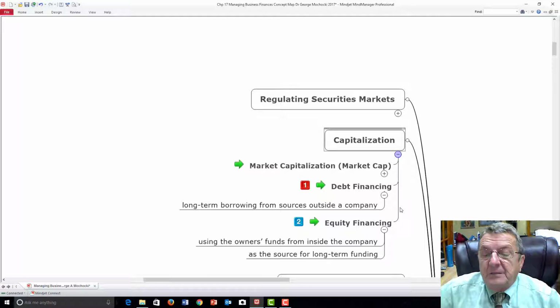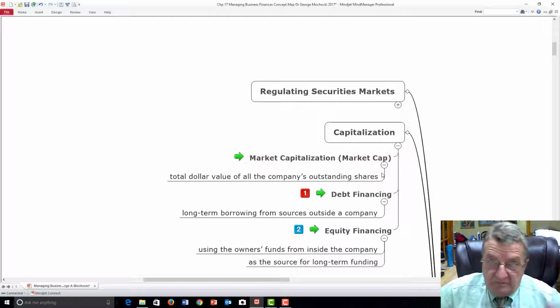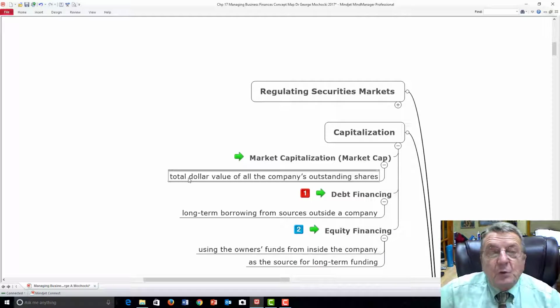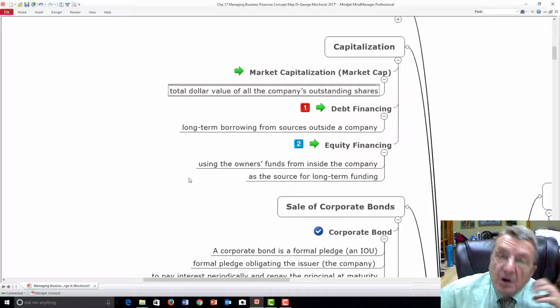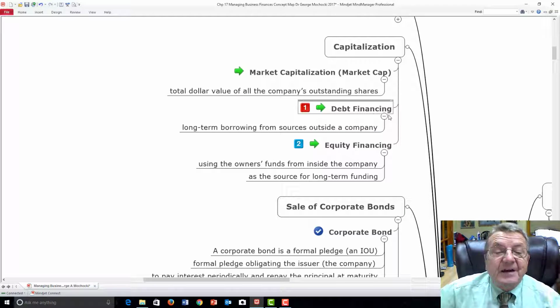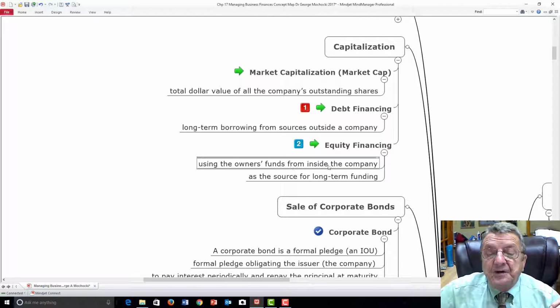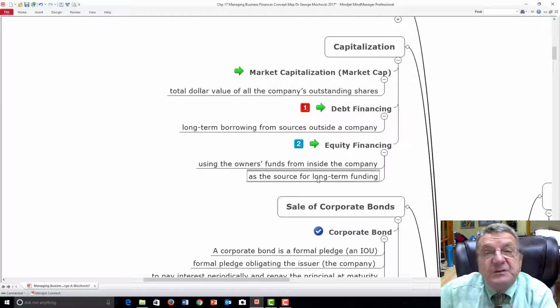Okay, now capitalization is the market capitalization, the market cap, the total dollar value of the company's outstanding shares. Debt financing is long-term borrowing from sources outside, IOUs, could be banks or even bonds. Equity financing is using owners' funds from inside the company as a source for long-term financing, could be issuing stock or retained earnings, okay?